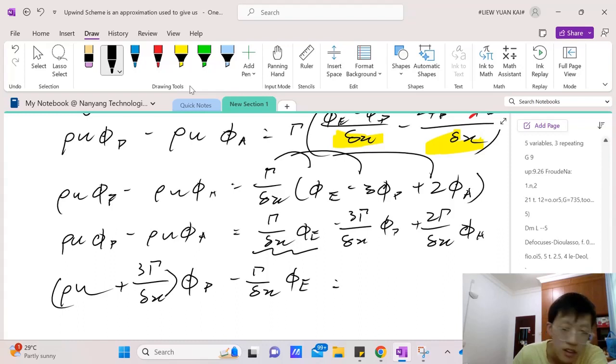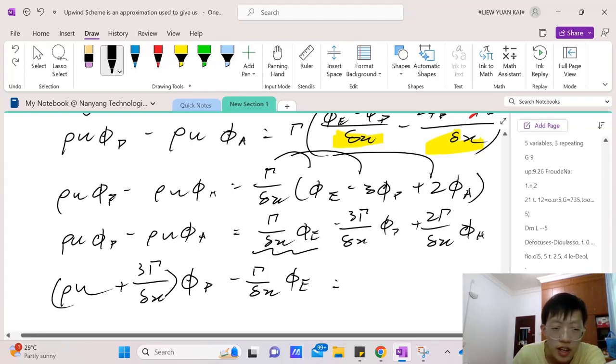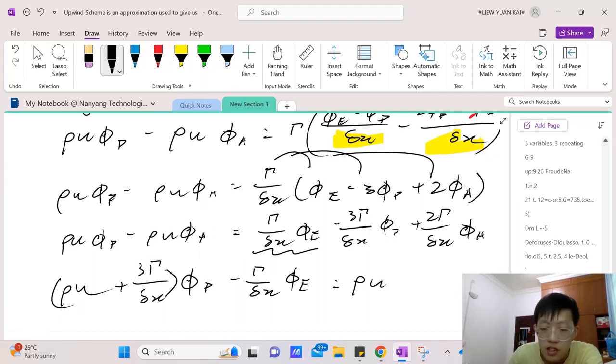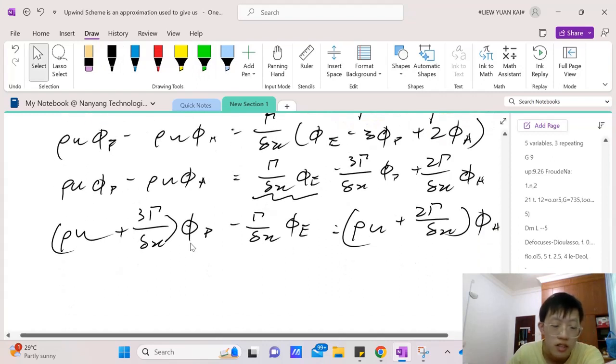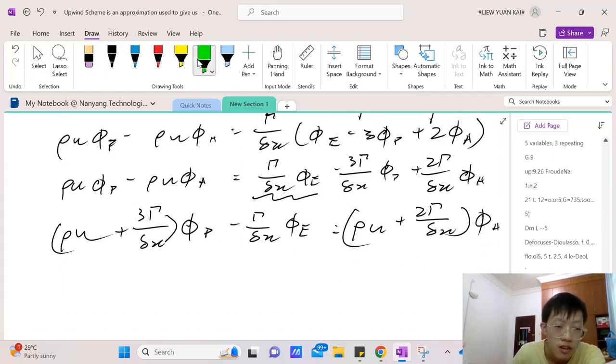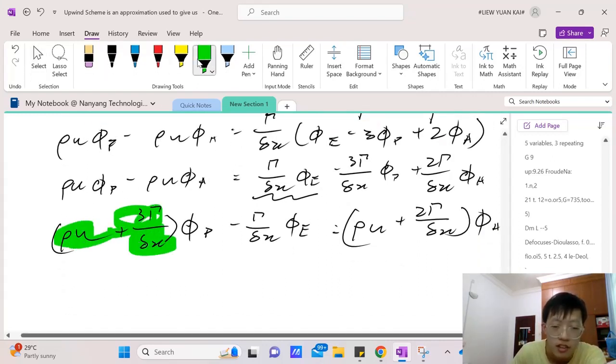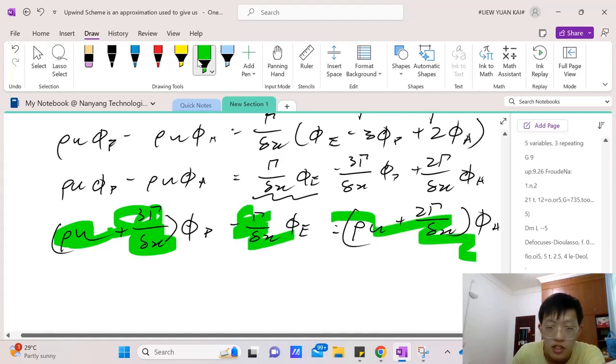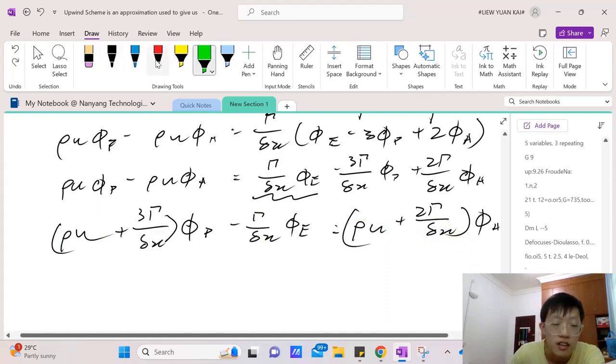Now on this side, I'm going to put all the phi a terms. Here's a phi a term. Negative rho u becomes positive rho u. Then you have this, plus 2 gamma over delta x, and then factorize out the phi a. Now you substitute all the values, because they give you rho, u, gamma, and you can find delta x. Don't forget that phi a according to the boundary condition is equal to 1.